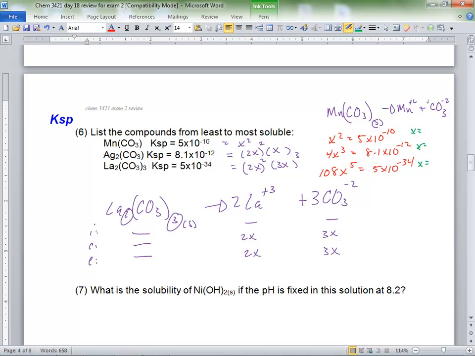Because this coefficient is always times the x, right? That stoichiometric coefficient is always times the x.